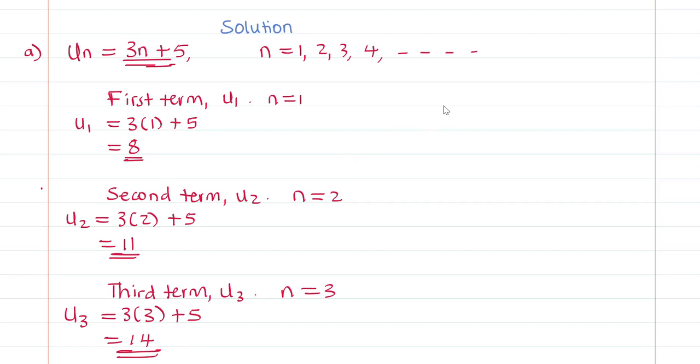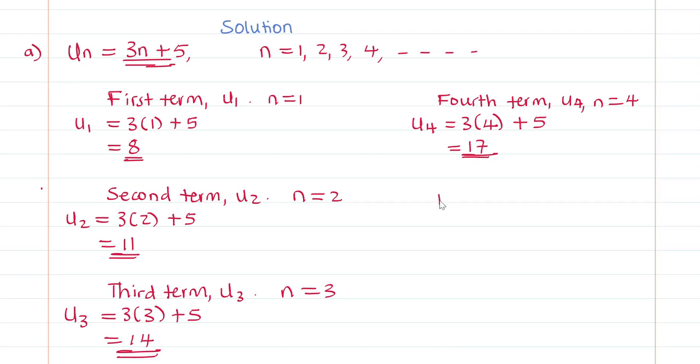And then let me come this side. For our fourth term, u4, our n should be 4. So we use that same formula. We say our u4 now, the fourth term, equals 3 times our n for the fourth term, which is 4, plus 5. 3 times 4 is 12, plus 5, 17. So our fourth term is 17. That is the number in position 4.